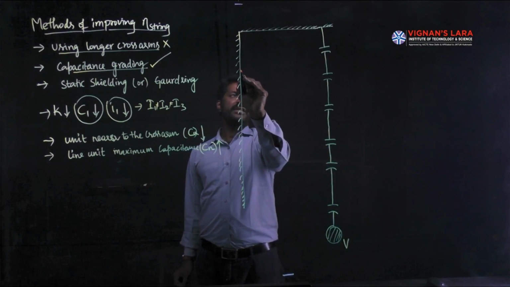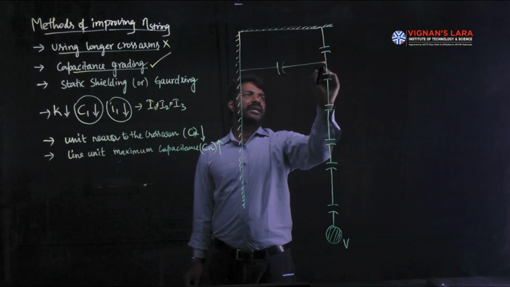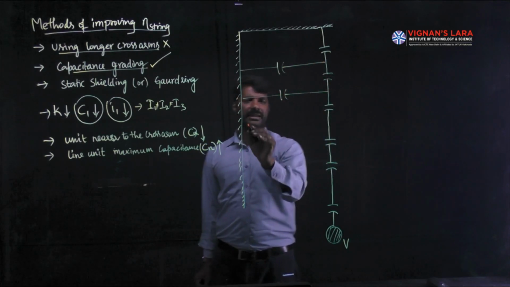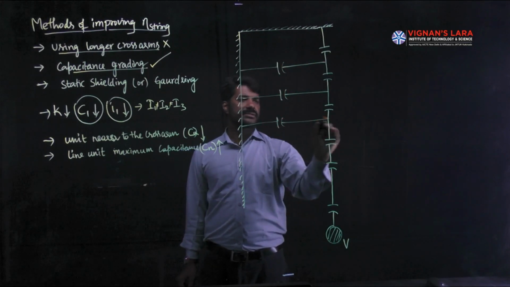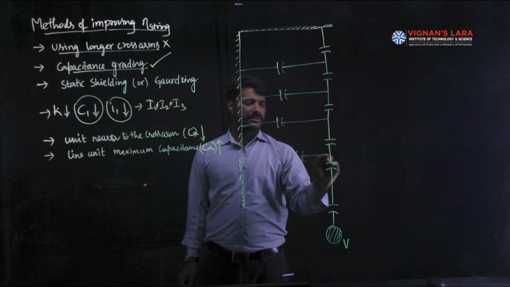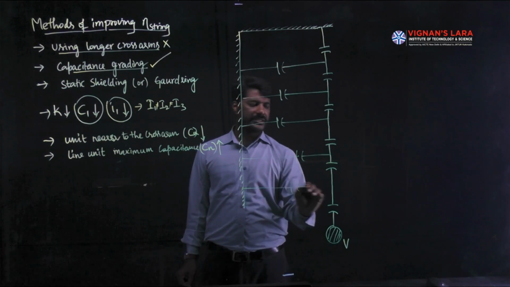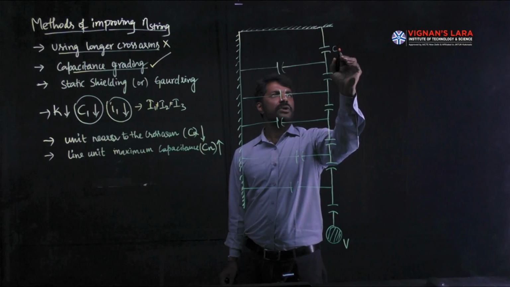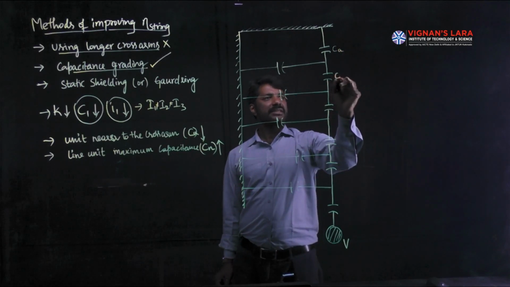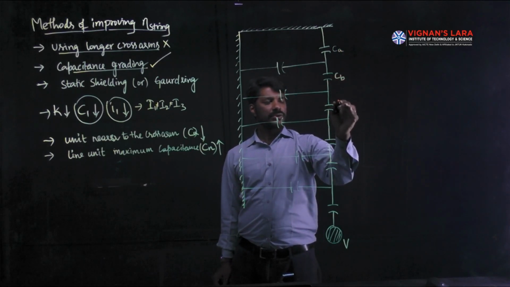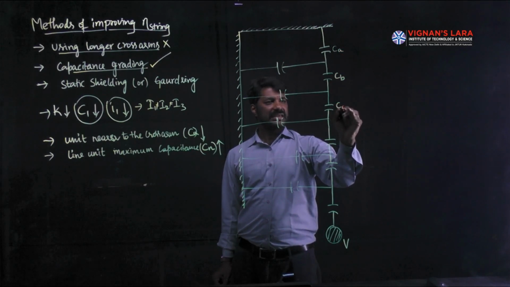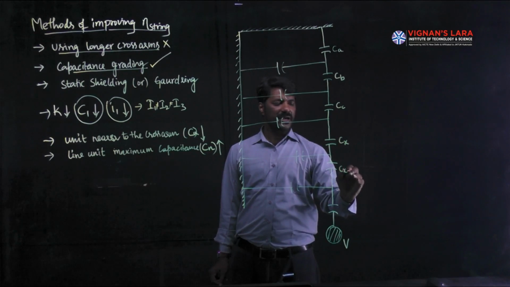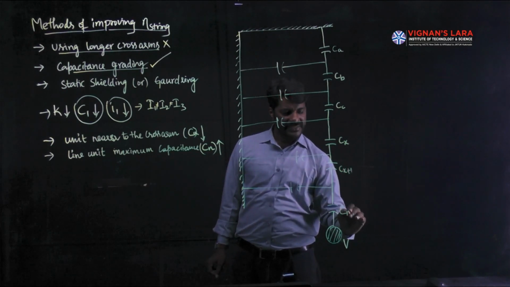Because of this, there is a shunt capacitance formed between the link point and earth point, and so on. Let me call the capacitance nearer to the cross arm CA. The next capacitance is called CB, so on, CC. This is CX, this is CX plus 1, and this is the nth capacitance.